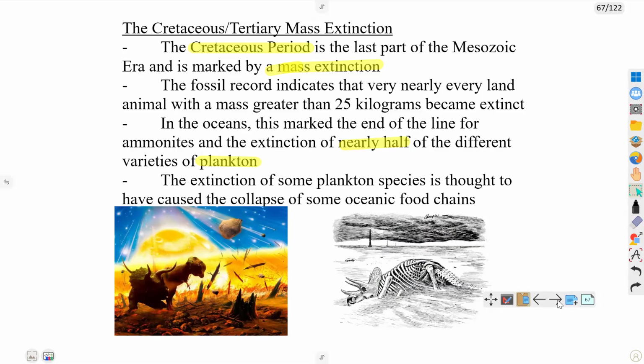In the oceans, nearly half of the different varieties of plankton were gone. This caused a collapse of oceanic food chains. We saw the end of ammonites during this time, with huge mass extinction events that occurred. Now, what caused it? Some people talk about a meteor that had struck Asia, and that caused all sorts of climate issues. But regardless, there was a huge loss of biodiversity, but it gave way to the evolution and the dominance of other species like birds and mammals.